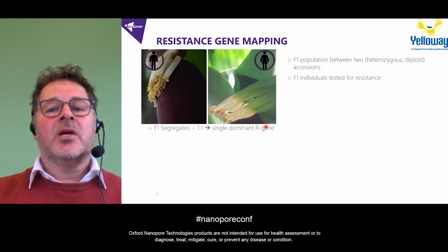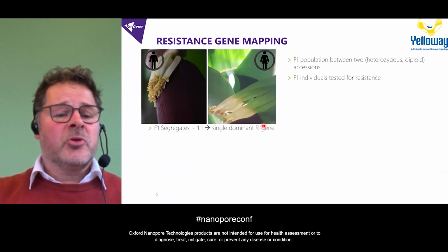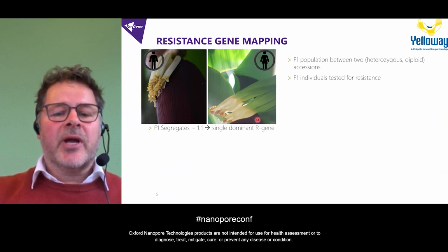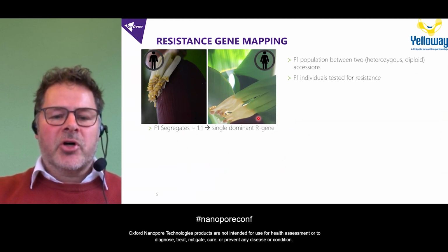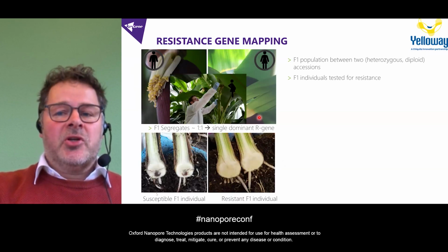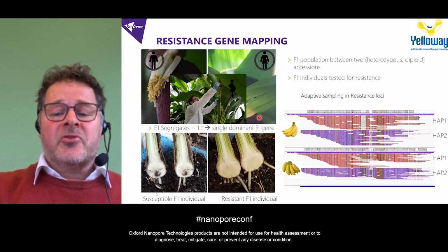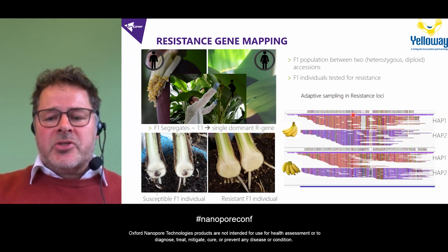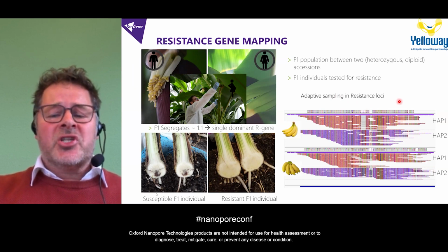Using these lines, we make crosses in our greenhouses between resistant and susceptible accessions and as such can generate mapping populations. The progeny is tested phenotypically as well as genomically by using adaptive sequencing from Oxford Nanopore Technologies. And as regions of interest, we select resistance gene loci.